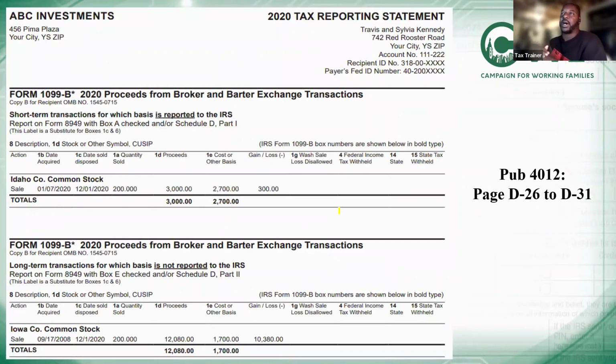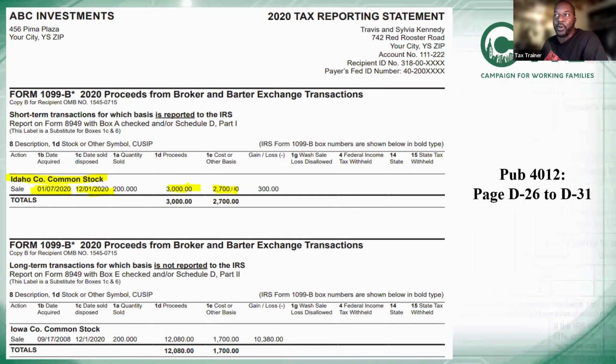This here is my 1099-B. This is what reports my stock transactions. So when I buy and sell stocks, it tells me information about what stock I bought, right? What did I hold? When did I buy it? When did I acquire it? When did I sell it? How much did I sell it for? And how much did I buy it for? That's really what this form is telling me.